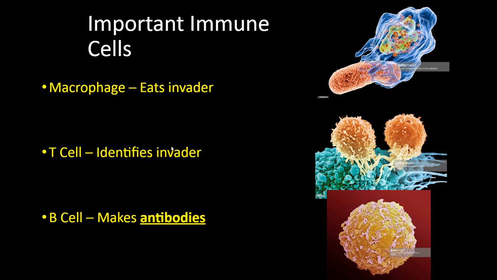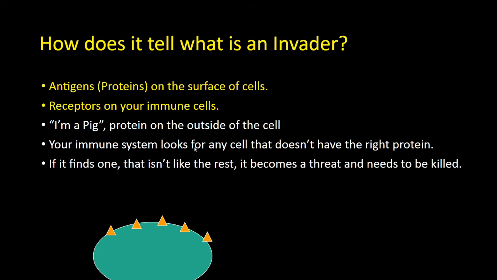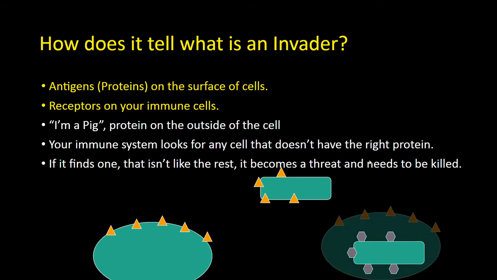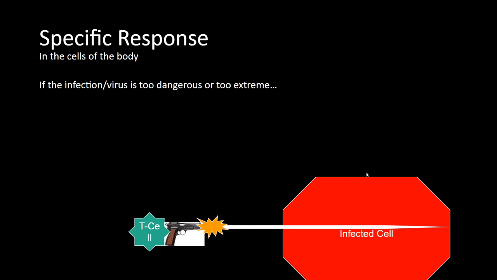Here is what each one of those does separately. And the recognition is the same as always. It always comes down to receptors. And if you've got the wrong protein on the outside, it's not going to fit the right receptors on the white blood cell, and it's going to identify that you shouldn't be there and try to murder you. Nom nom nom nom nom.